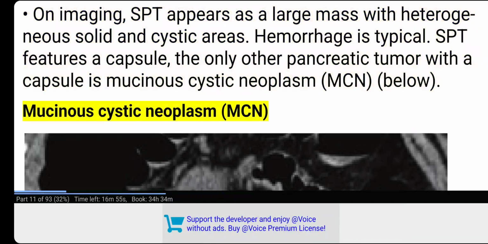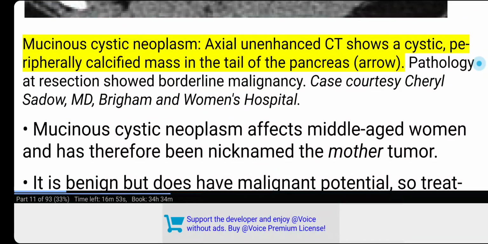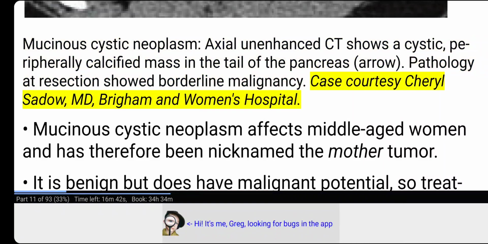Mucinous cystic neoplasm, MCN. Axial unenhanced CT shows a cystic, peripherally calcified mass in the tail of the pancreas, arrow. Pathology at resection showed borderline malignancy. Case courtesy Cheryl Sato, MD, Brigham and Women's Hospital.